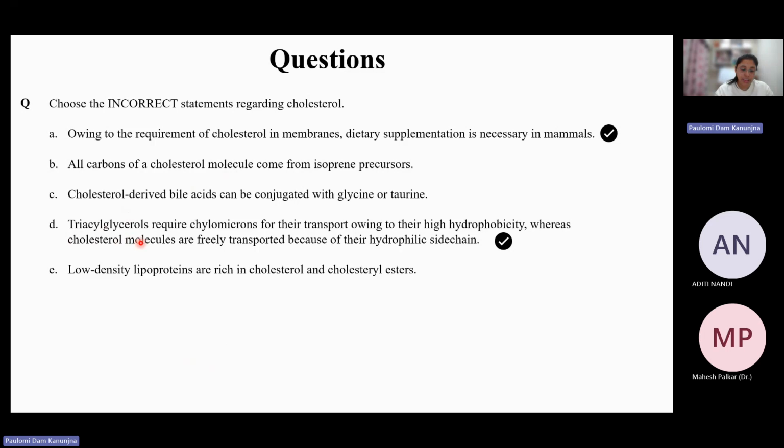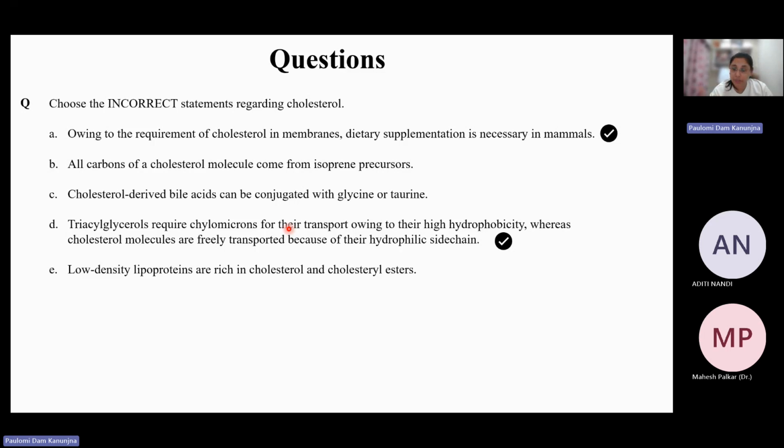The fourth one says triacylglycerols require chylomicrons for their transport owing to their high hydrophobicity, whereas cholesterol molecules are freely transported because of their hydrophilic side chain, which is incorrect. Because cholesterol also is not freely transported. This is what I was telling. For transporting cholesterol, you require lipoproteins. Remember the lipoproteins that I said I will discuss later. The lipoproteins, which are chylomicrons or LDL or HDL, are important for cholesterol uptake. These are different kinds of lipoproteins which enable the transport of cholesterol, right?